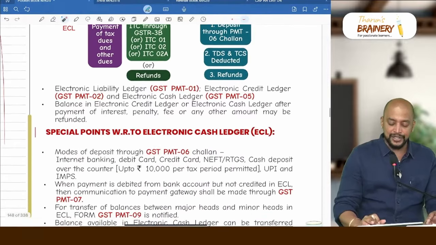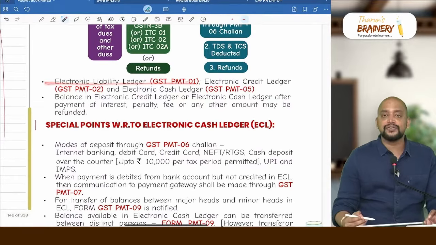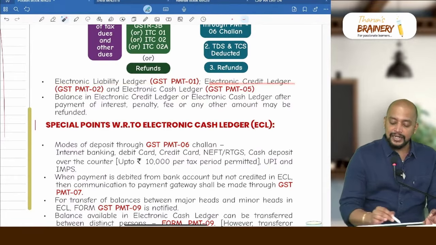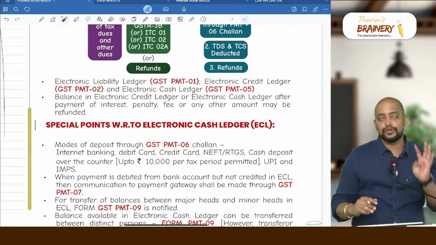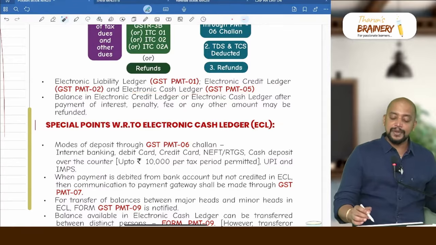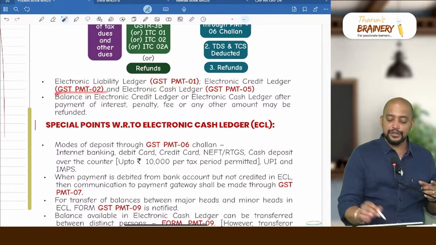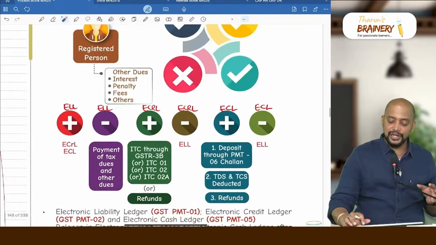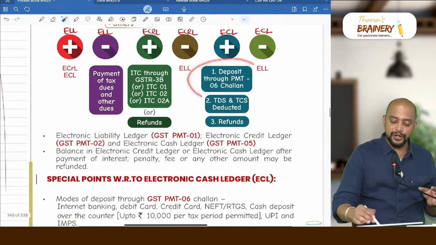So the electronic liability ledger will be PMT1, the electronic credit ledger will be PMT2, and the electronic cash ledger will be PMT5. So total 4 forms you need to remember now. PMT1 liability ledger, PMT2 credit ledger, PMT5 cash ledger, and PMT6 will be the deposit challan.